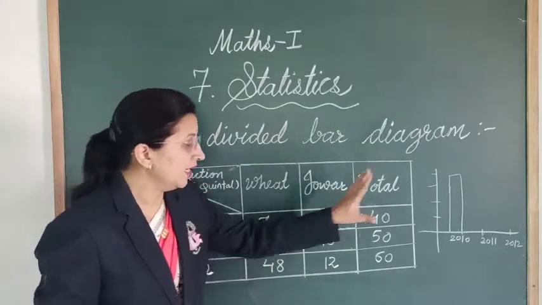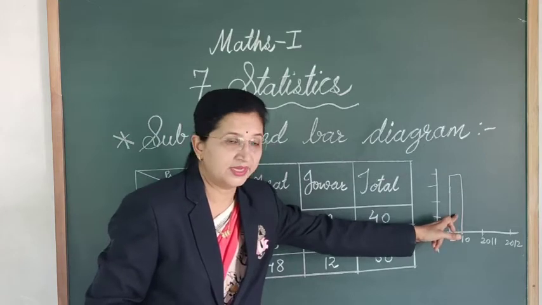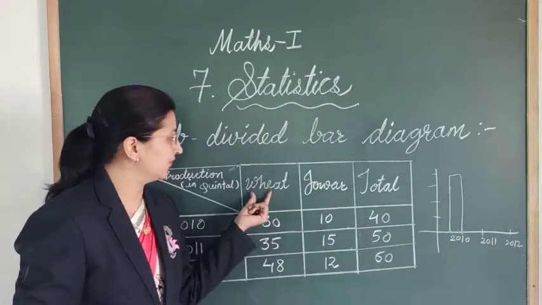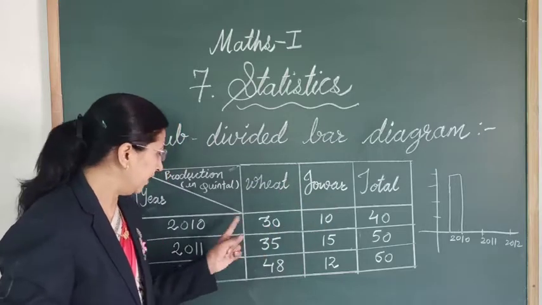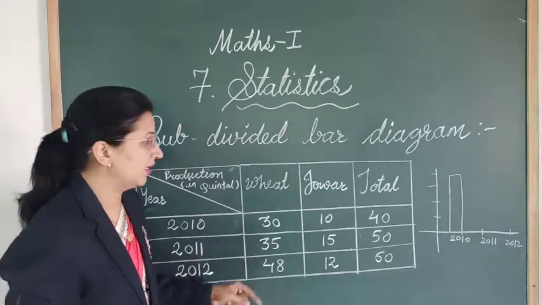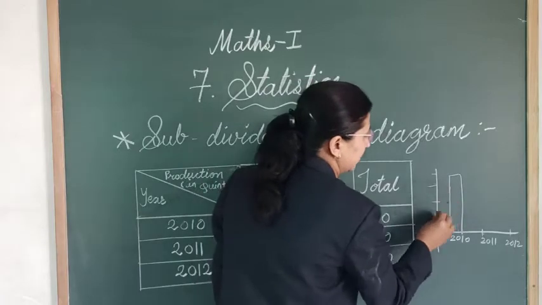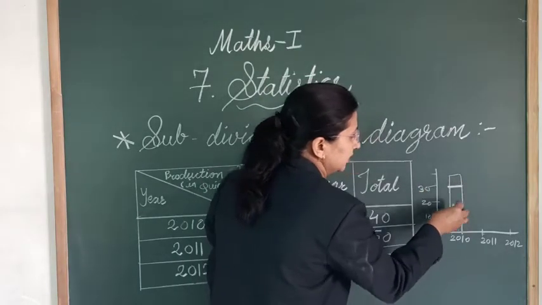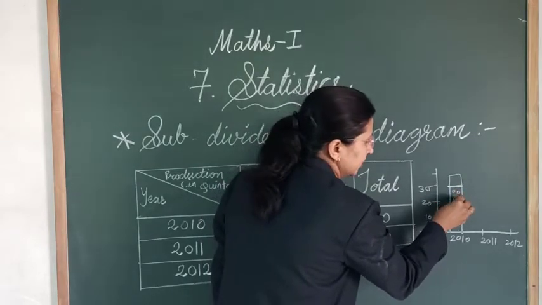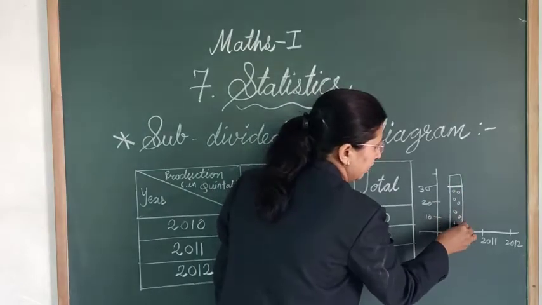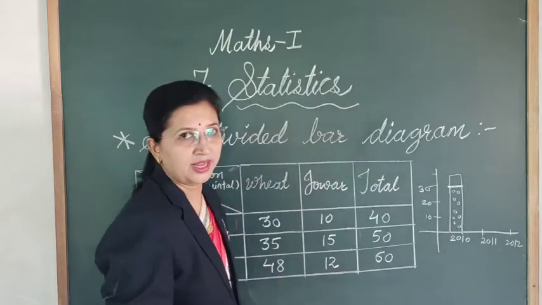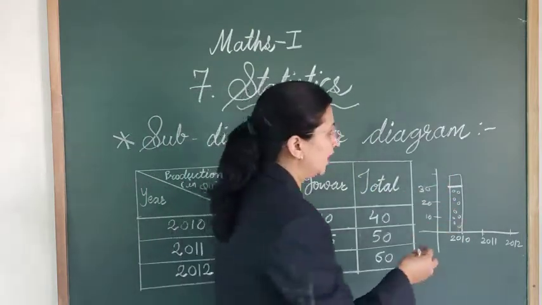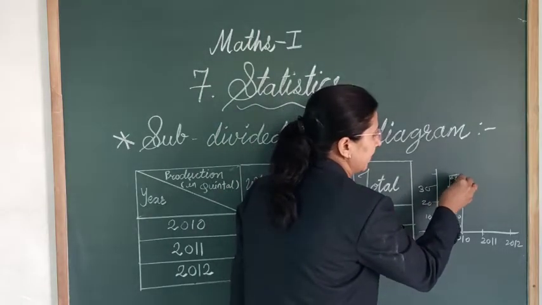Now here we will divide this bar of the year 2010 in two parts, as we have two entities, that is wheat and jowar. So here production of wheat is 30. So if we take here 10, 20, 30, so here it will be the 30. Then by using the proper notation, we can denote that production of wheat, and obviously whatever is remaining will be the production of jowar.